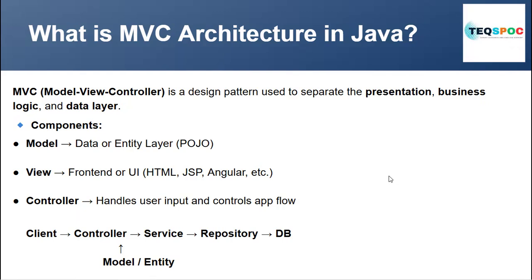Then we have the view layer. View layer means your page-related things like UX, UI, your HTML page, JSP page. This is developed inside the view layer. That is, front-end related things are developed inside the view layer. Then we have the controller layer.